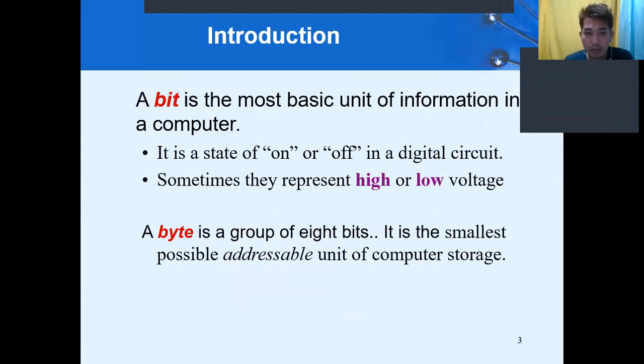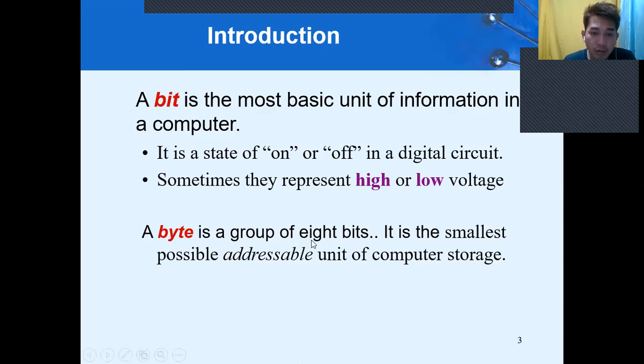To start with, we have here a bit, the most basic unit of information in a computer. This is also the smallest unit of storage in the computer system. A bit can only be 0 or 1. So isa lang talaga siya. It is a state of on or off in a digital circuit. So ang on, that can be represented as 1. Ang off naman is 0. Sometimes, it can also be represented as high or low voltage.